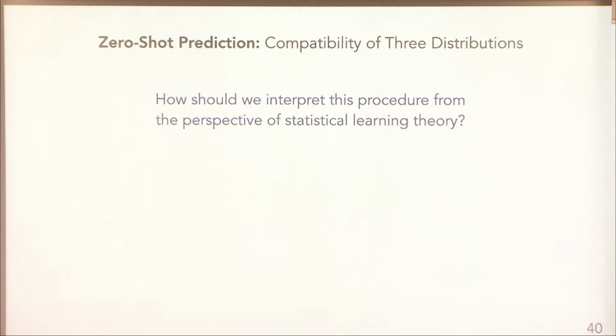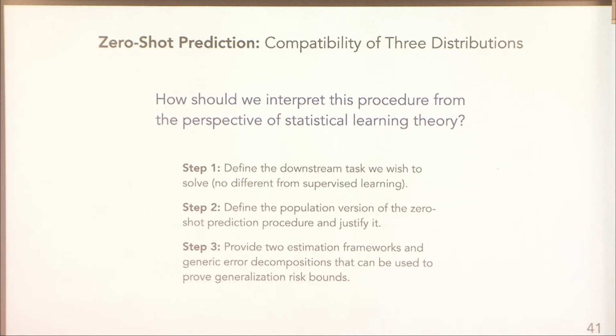Okay, so how do we interpret this from a learning theory viewpoint? First of all, we want to define the various distributions that are at hand here, and then define the population version of all the quantities we want. And that's not as easy as it may sound. If you look at papers on zero-shot prediction, things are described in a procedural way, so they're not described in ways that are aligned with learning theory. And then we'll provide risk bounds, which are preliminary, so they're not as tight as the state-of-the-art statistical learning theory bounds, say in supervised learning, but I think they lay the groundwork for developing more refined ones.